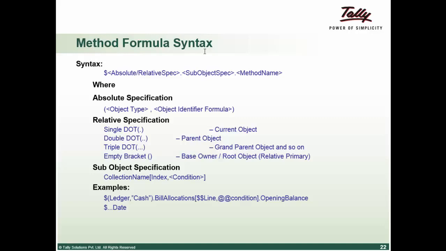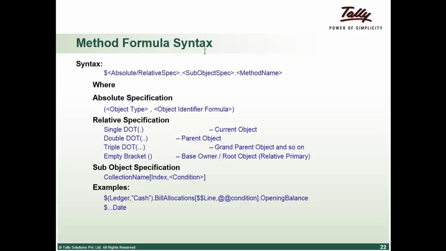In the current reports, we have hard-coded this value. Well, when we start writing reports, we will see how we can write an object identifier formula. But an object identifier formula should be a formula that will evaluate to the name of the object. For relative specifications traversing up in the ladder, each dot denotes a level. So single dot current object, double dot parent object, triple dot grandparent object. Similarly, if you give 4 dots, it will move 4 ladders up the specification.